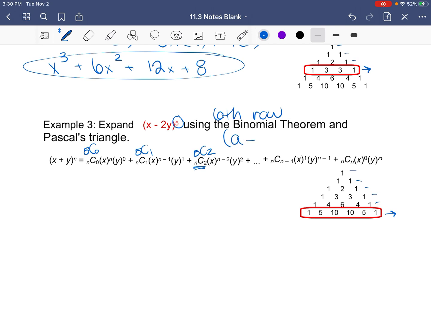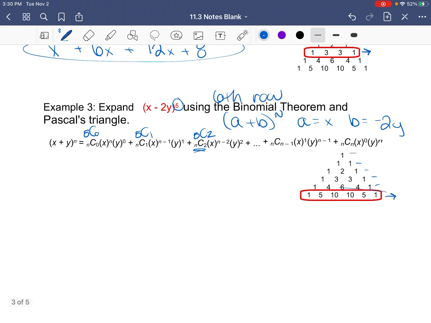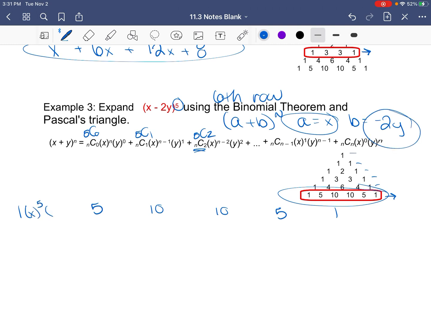So here, if we're doing, again, a plus b to the power of n, our a is x and our b is negative 2y, and our n is 5. So we're going to start with, I know these are going to be my coefficients. So 1, 5, 10, 10, 5, and 1. I'm then going to do my first term to my highest power, which is 5, and my second term to my lowest power, which is 0. And we are adding all of these terms. I'm going to add my addition signs in next.